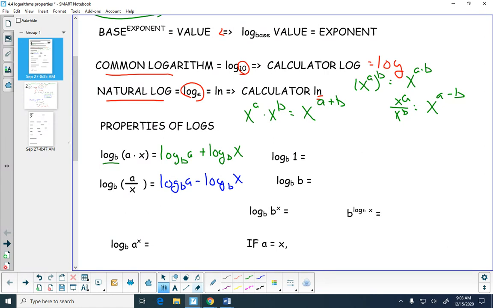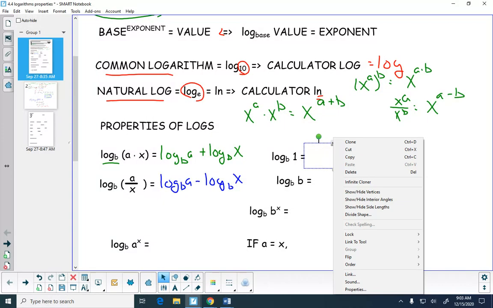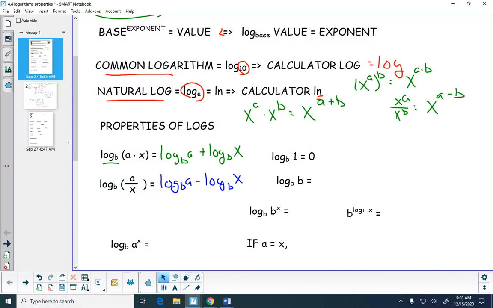When we have a log base b of 1, and it does not matter what the base is, this will always equal 0. Log base b of 1, it could be log base 7 of 1, log base 10 of 1. What you're asking there is what exponent do I have to take my base to get a value of 1? And anything to the 0th power is a value of 1.